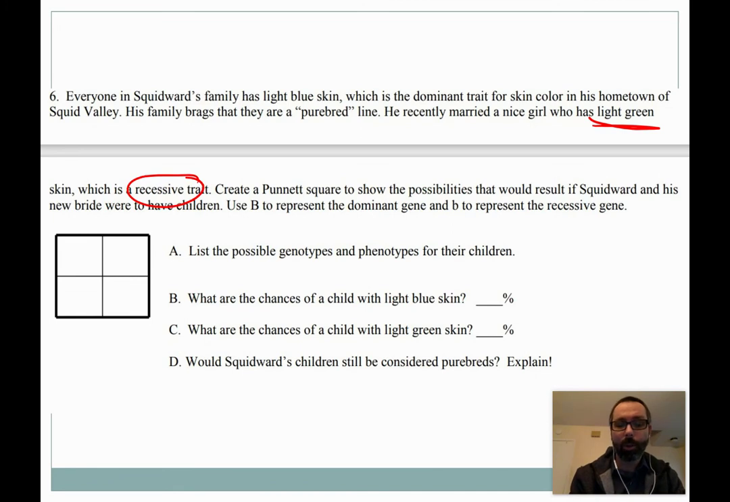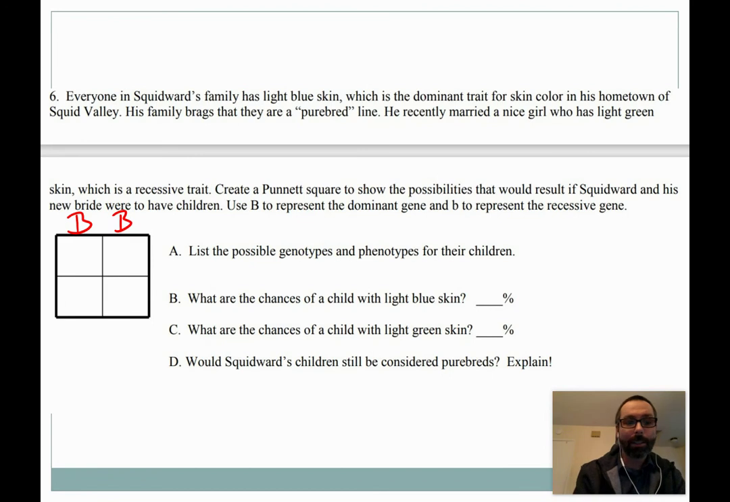So again, we want to know about their children, but now we have to do a little bit more work. We always start in the same place. We need letters to represent Squidward and his lady friend. Now, this is the part where you have to do the reading and think about it. Squidward has light blue skin, so I'm going to use the letter B. And Squidward brags that he's purebred, so big B, right? Purebred means he has no other yellow genes inside of him. Kind of a jerk, obviously.